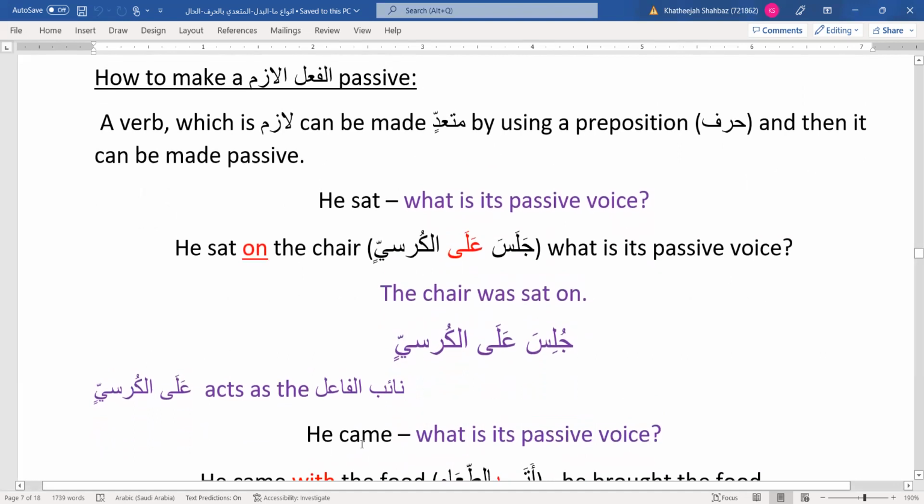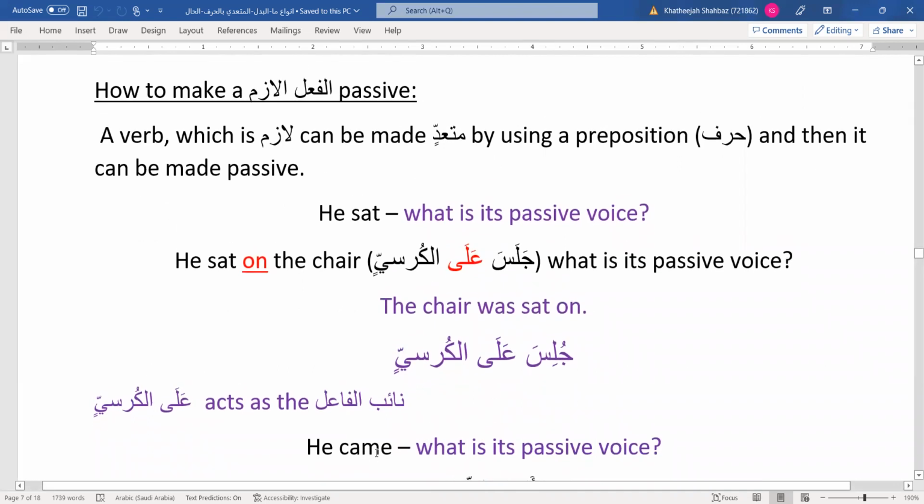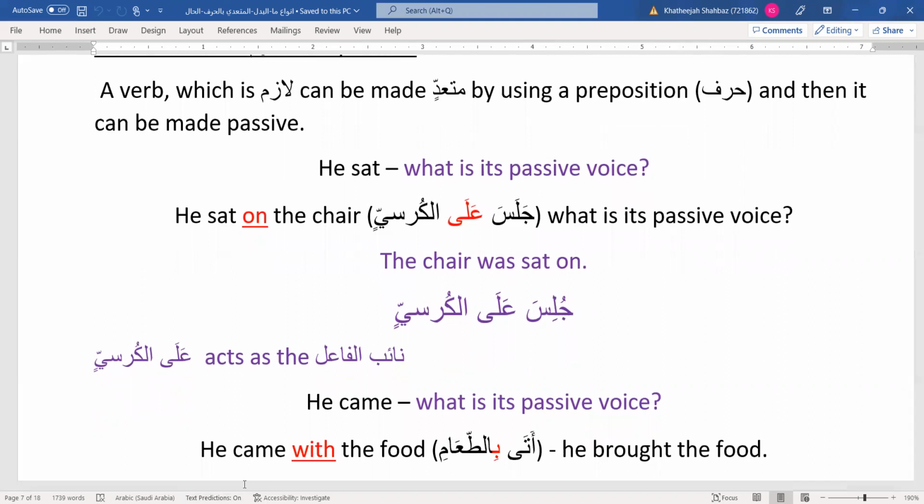Another example, he came. Now this is a lazim fail. Al-failul lazim. It cannot be changed into passive voice. But we will do something similar to what we did to he sat. We will add a harf and see if we can change it into passive voice. So what's the Arabic of he came? Ata. Ata means he came. Then I added this word with. He came with. Now I can add the word the food. So adding with enabled me to add the word the food.